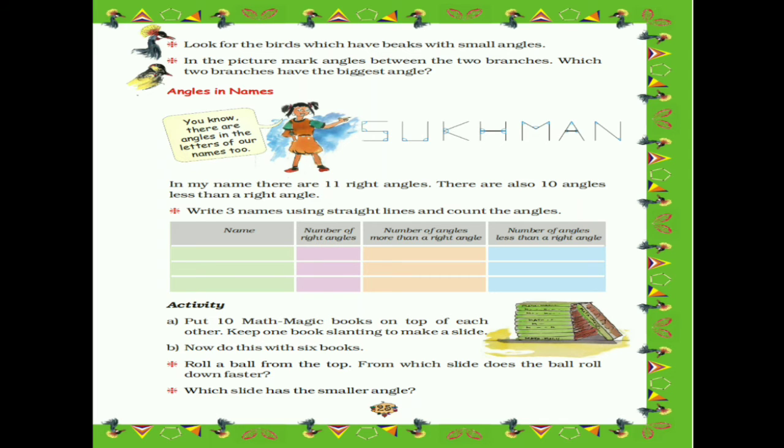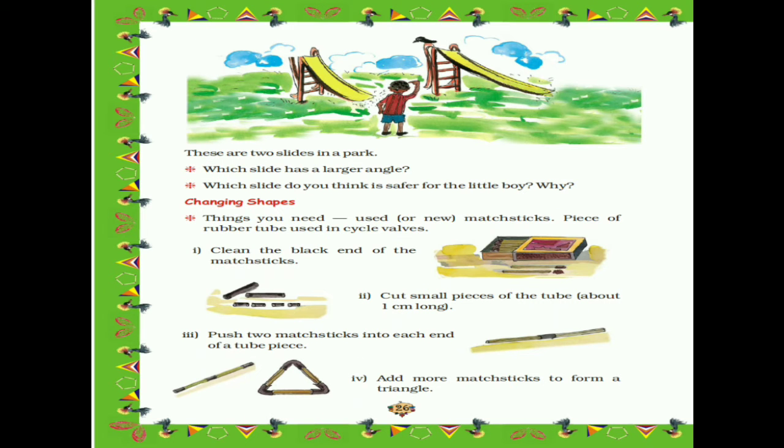Now let's see what is given on the next page. Carefully observe the picture. Now let's see what is written. These are 2 slides in a park. So one slide and a second slide are given in the park. What you have to do? You have to find which of the two slides has a larger angle.